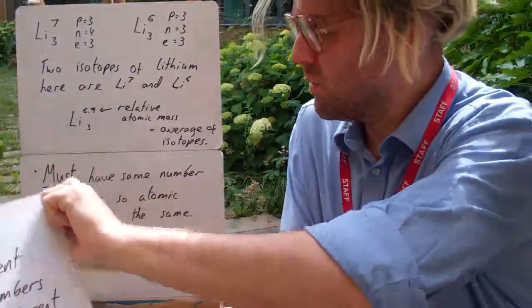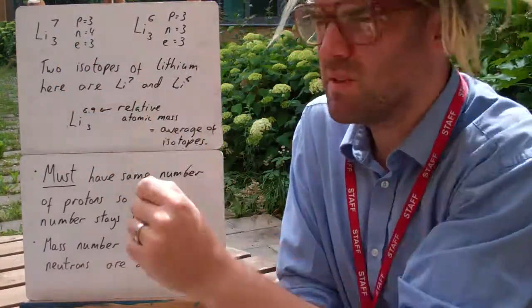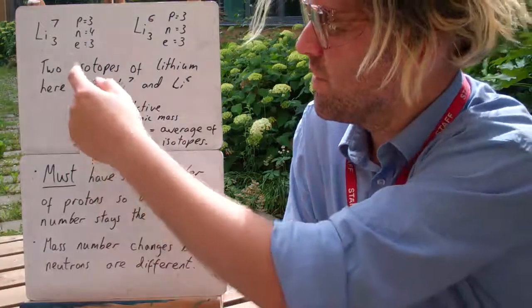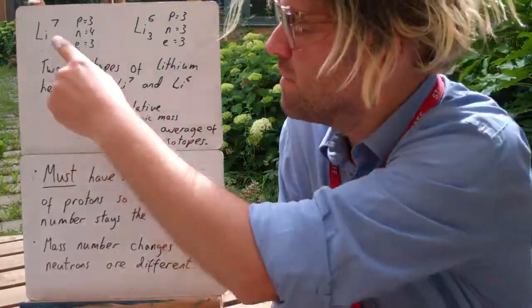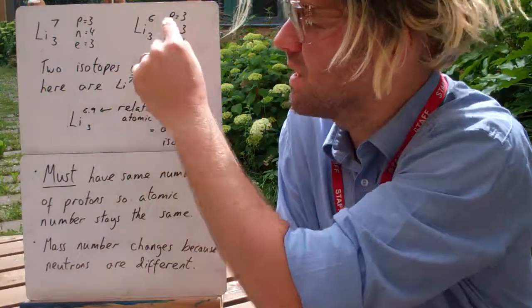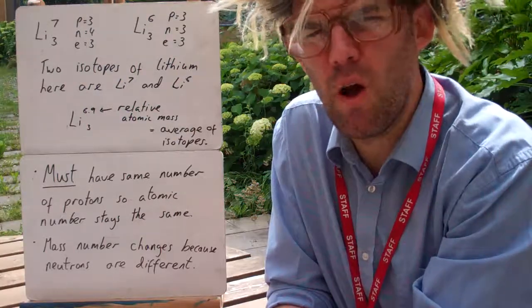So, the easiest way to look at this is to look at an example. Here we've got lithium-7 and lithium-6. So I say lithium, I don't say lithium-3, because lithium always has to be 3. That doesn't really differentiate between the two. Lithium-7, I'm talking about the mass number, lithium-6. You might hear people talk about carbon-12 and carbon-13. We're talking about isotopes of carbon then.